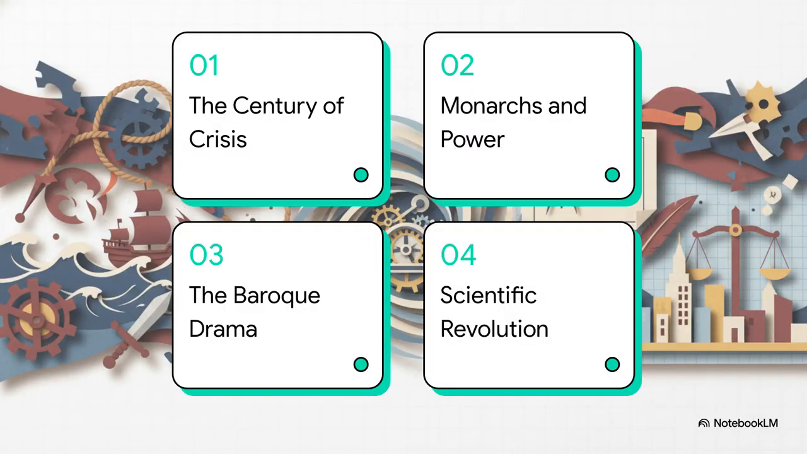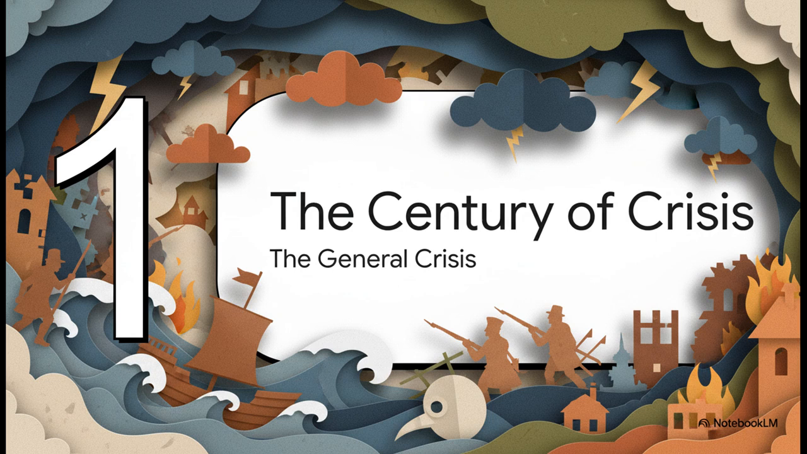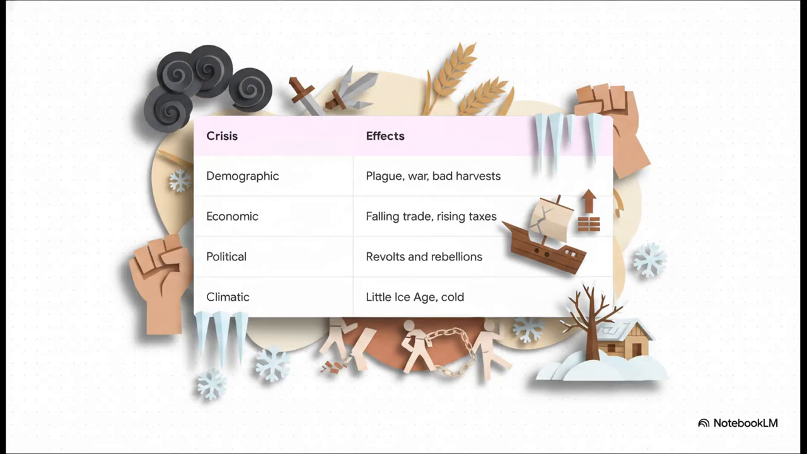To make sense of this incredibly turbulent century, we're going to walk through 4 key chapters today. The Century of Crisis, Monarchs, Parliaments, and Power, the Baroque Drama, and finally, the Scientific Revolution. Let's kick things off with Chapter 1, the Century of Crisis, or what historians often call the General Crisis of the 1600s. When you actually stack all these simultaneous crises together, it's honestly overwhelming.